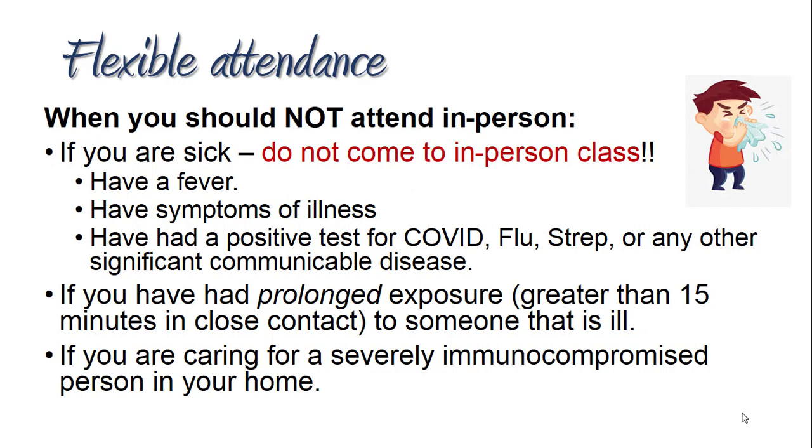Additionally, if you are caring for a severely immune-compromised person in your home, you may need to occasionally use flexible attendance options. If at all possible, it may be better to look into a hybrid, flex, or online section if a care situation would preclude you from ever being able to attend in-person classes or labs. However, unique situations may exist, so talk to your instructor either way before semester starts or quickly thereafter.